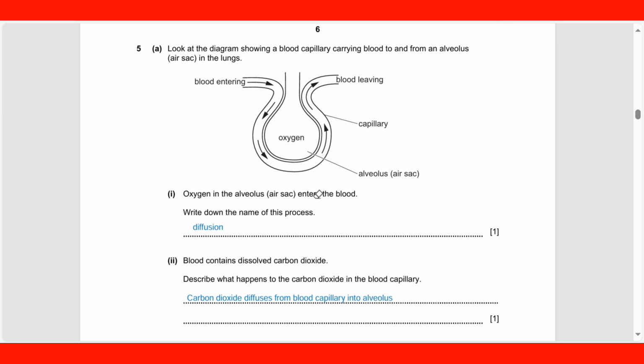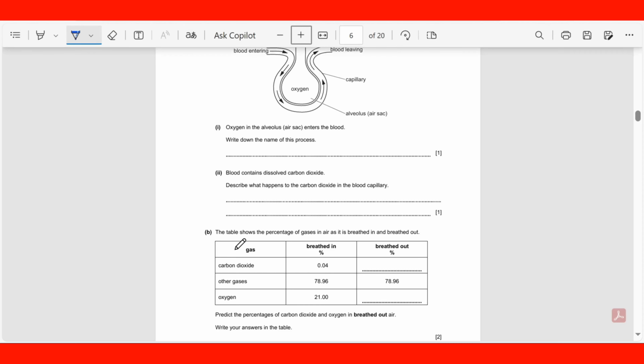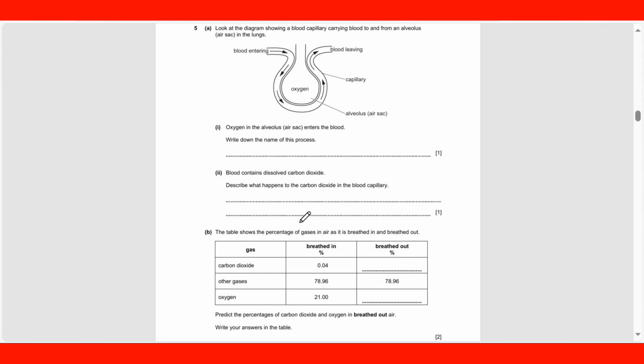Alright, let's move on. Okay, question 5B. The table shows the percentage of gases in air as it breathes in and out. Gas, carbon dioxide. Other gases, oxygen. Breathe in is 0.04. Other gas is 78.96. Oxygen is 21%. Percentage breathe out: blank, other gases is 78.96, remain the same, and oxygen blank. So predict the percentages of carbon dioxide and oxygen in breathed out air. Write your answer in the table here.